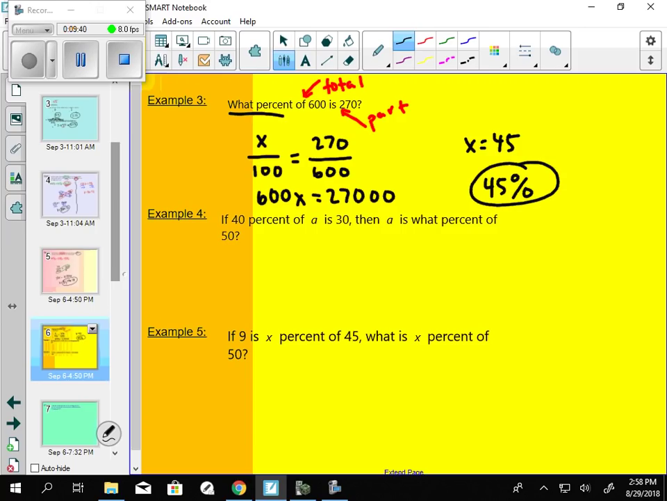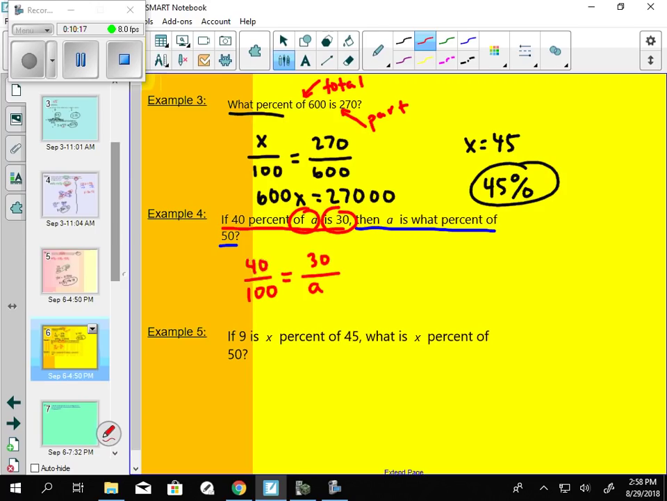The next one, if 40% of A is 30, then A is what percent of 50? Here, this is almost like two problems. We got this original problem trying to figure out A there, and then they ask us the second part, then A is what percent. So this is a two-part problem. Let's start with that first part. If 40% of A is 30, so we got 40%, percentages are always out of 100, okay? Of A, remember from before, of, that's our total, so we want to put A on the bottom, that's our total, is our part, that means we want to put that 30 on top.